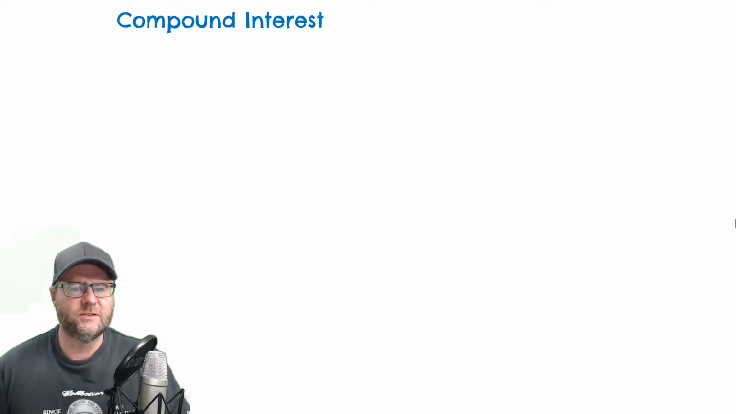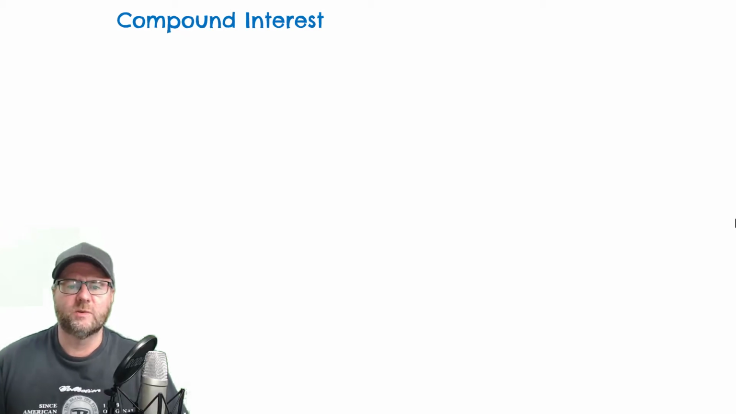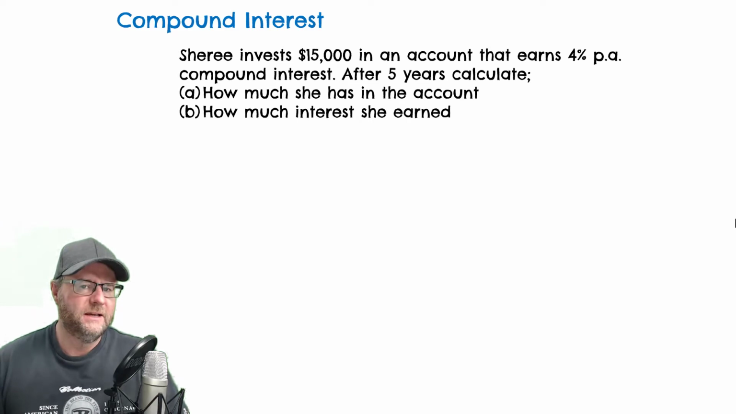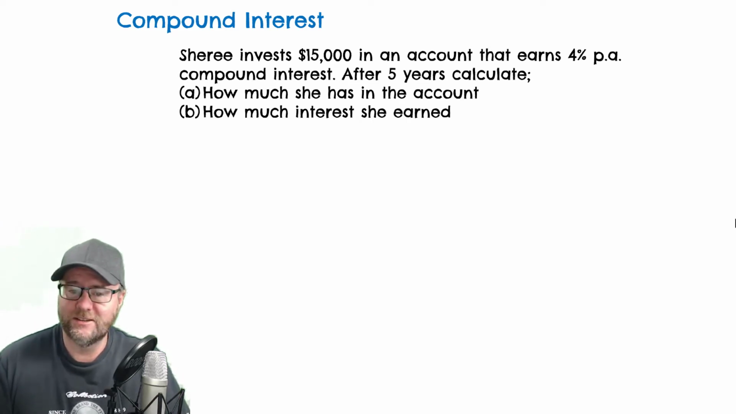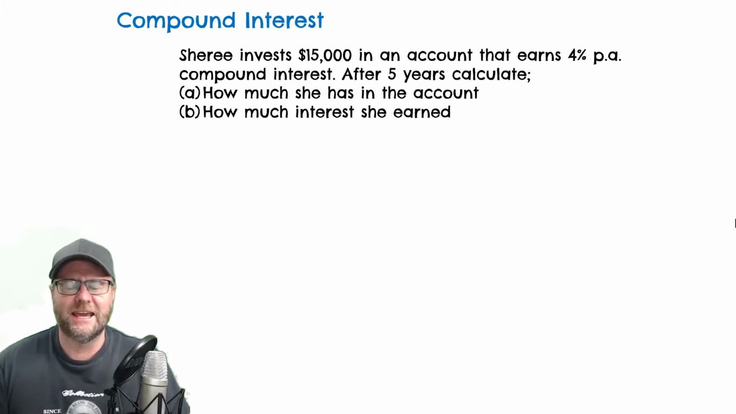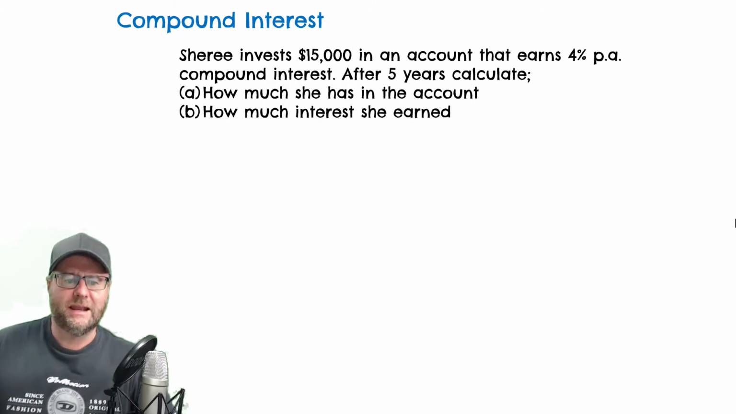All right, today we're going to do some compound interest calculations. We're going to take some questions, apply the formula that we learned in a previous video, and see how we go. So Cherie, she's got $15,000. She invests it in an account. That account earns 4% per annum compound interest.